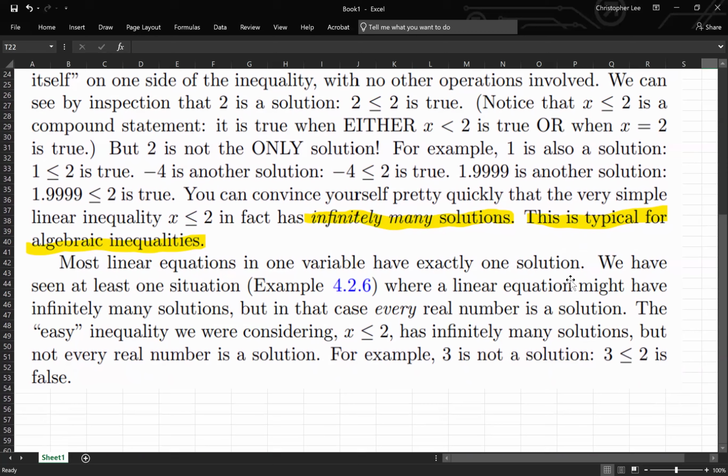Most linear equations in one variable have exactly one solution. We have seen at least one situation where a linear equation might have infinitely many solutions, but in that case, every real number is a solution. The easy inequality we are considering, x less than or equal to 2, has infinitely many solutions, but not every real number is a solution. For example, 3 is not a solution because 3 is not less than or equal to 2. That's a false statement.